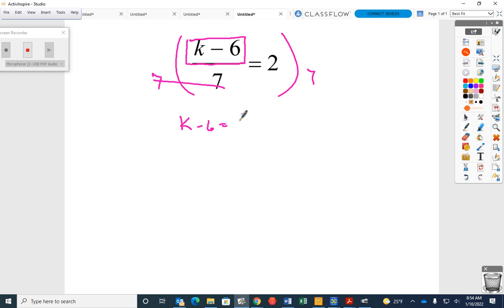What is 2 times 7? 14. What do I have over here, Abby? A k and a what? Oh, a negative. How do I get rid of a negative 6? You add positive 6. I add 6 here and I add 6 here. Those cancel. Talia, what is 14 plus 6? 20. So k equals 20.